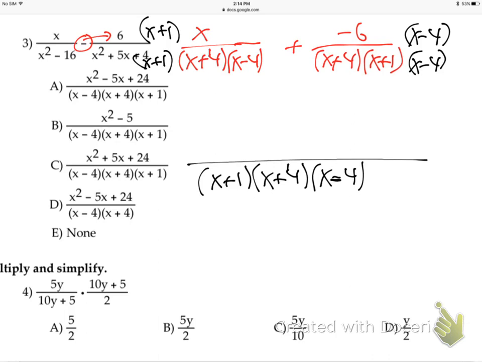Right? All right, what does that give us? Well, the x will distribute like that. So it would be x squared plus x. The minus 6 will distribute. Minus 6x plus 24. Am I going too quick? Is that okay? Everybody see what's happening there?